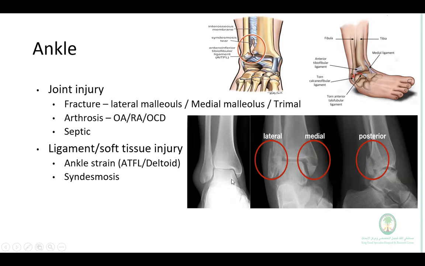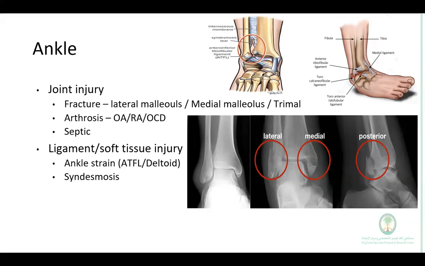OCD is common, you can see it mainly around the talus. The distal femoral condyle is a common place for OCD, and the talus is a common place for OCD as well. And then it can be septic as well. Then you can have ligamentous and soft tissue injury, for example an ankle ligamentous strain, or the famous word, a sprain around the ankle. A sprain means no tear in the ligament. So you can have a sprain, a partial tear, or a full tear.